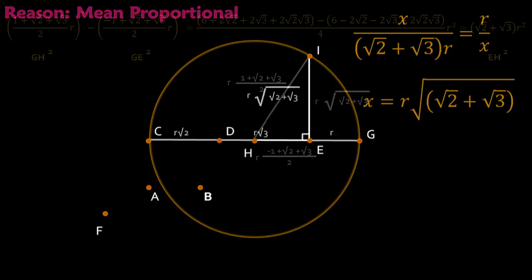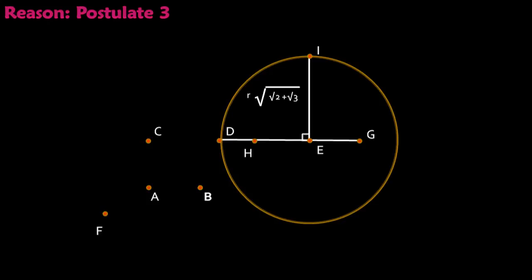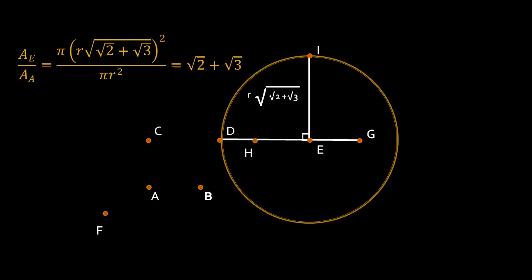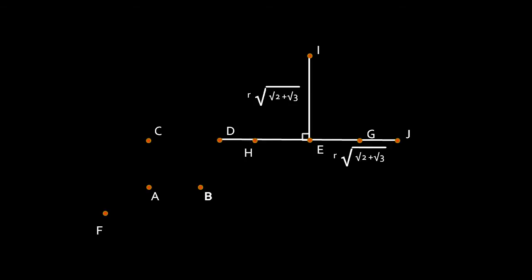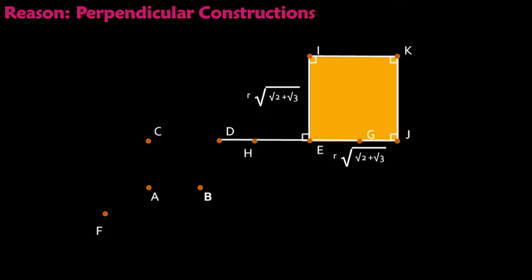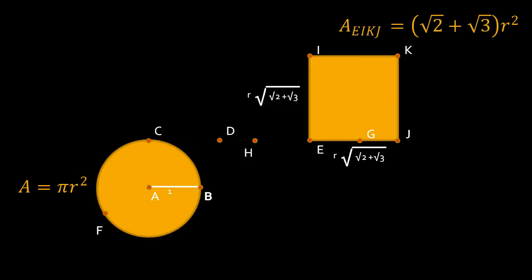Now, draw another circle centered at point E that passes through point I. This circle's area is the square root of 2 plus the square root of 3 times larger than the first circle. Extend segment EG out until it intersects the circle at point J. Segments EI and EJ are perpendicular and congruent, equal in length. Complete the square by drawing segment IK perpendicular to segment EI and segment JK perpendicular to segment EJ. IK and JK are also perpendicular. So, there it is.